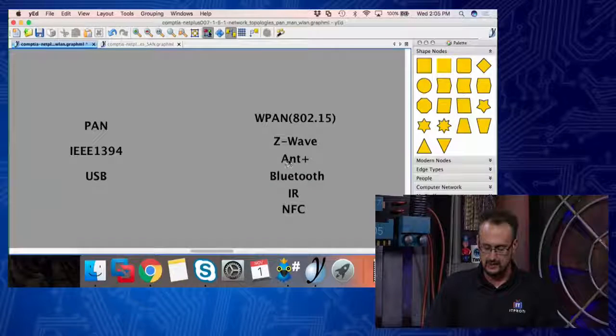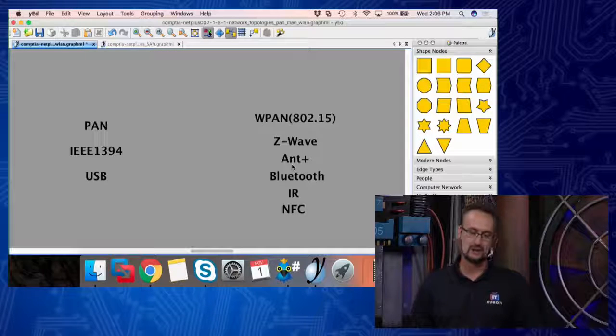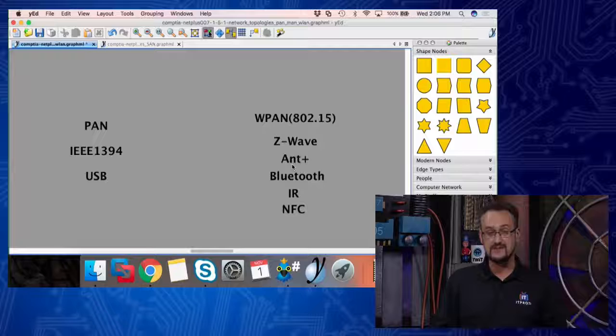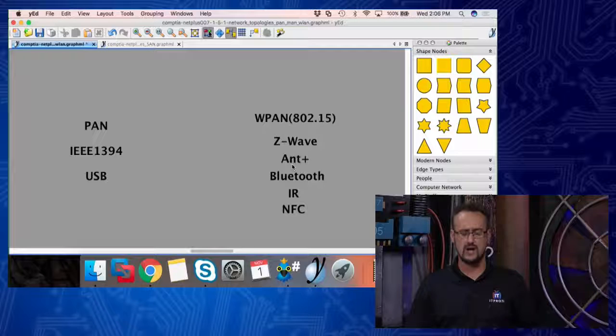All right, so let's see what else. Okay, so the next one we have in here, ANT+. ANT+ is another wireless communication protocol, and this one's used all over the place, believe it or not. It's used in things like the medical field, right?